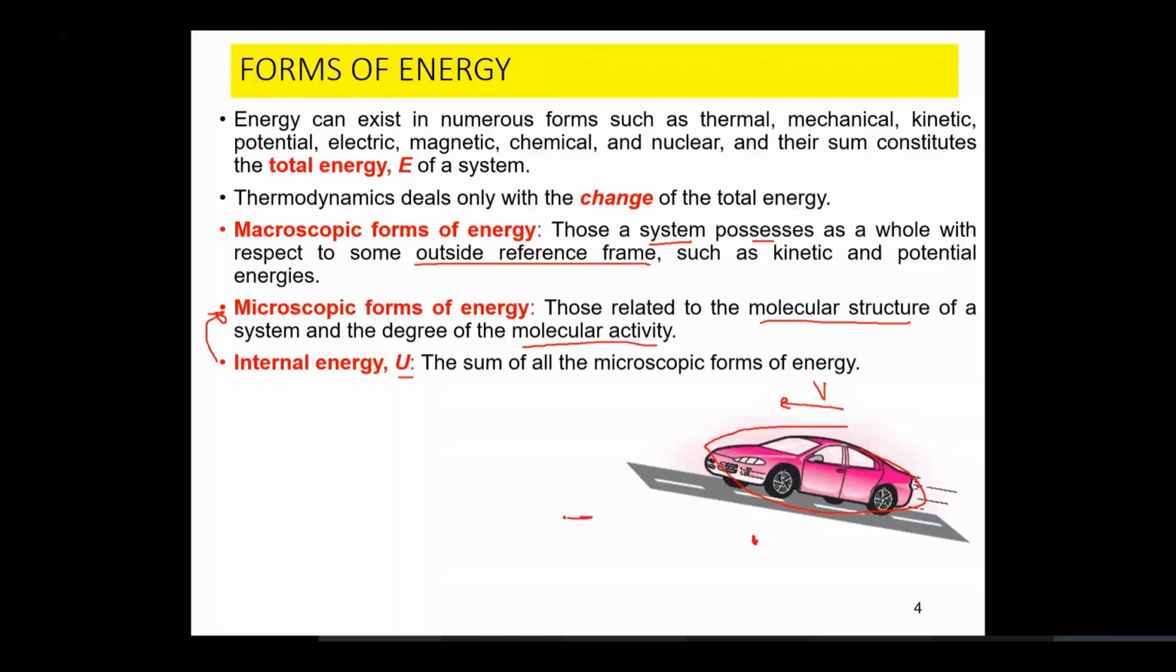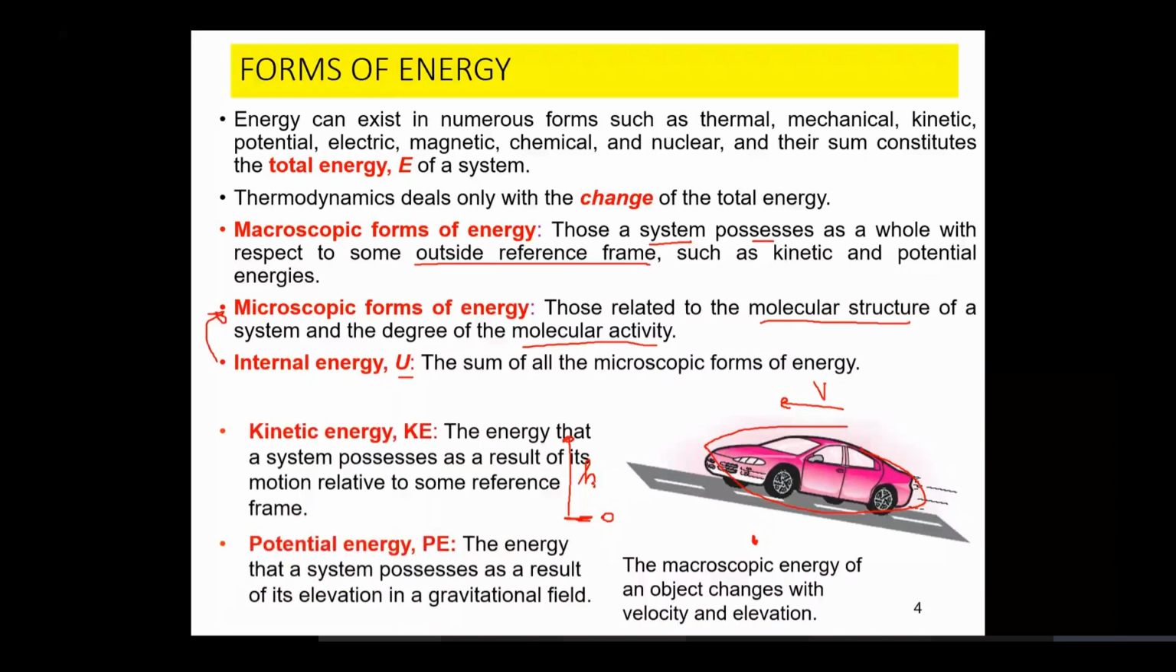Similarly, if I've defined this level as my zero level, and I'm holding a ball over here, I say that the potential energy at this height is zero. If I increase the height of the ball, which is my system, with reference to this level, it would have a certain amount of potential energy as a whole. So that is the macroscopic form of energy. Again, these energies are defined with respect to some outside reference. One is due to the relative velocity, and one is due to the relative elevation with regards to some outside reference.